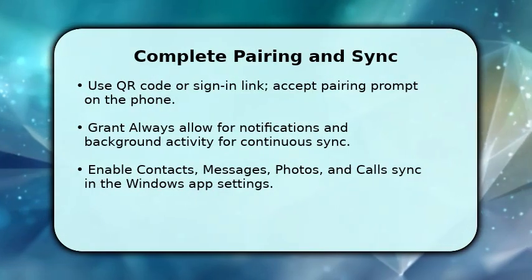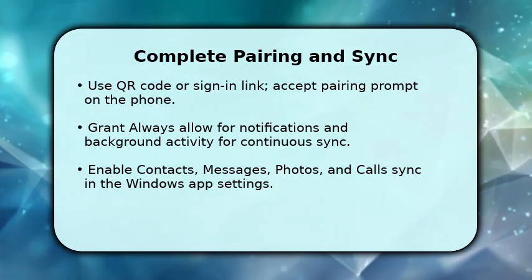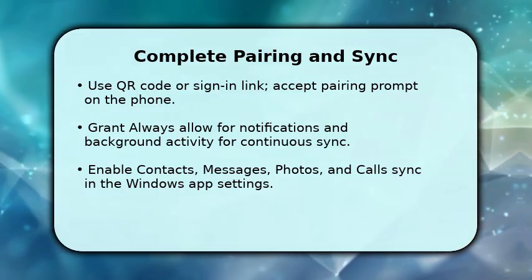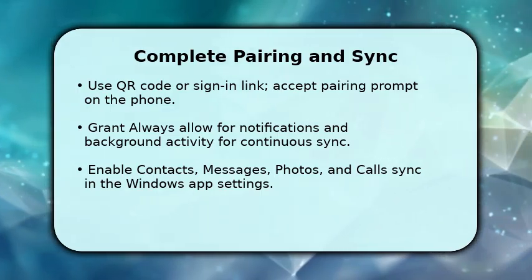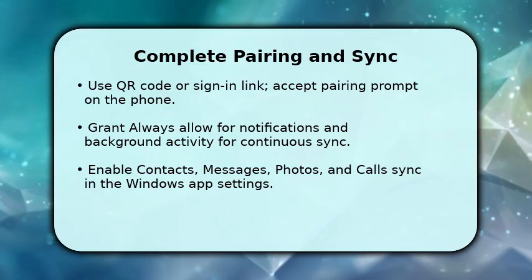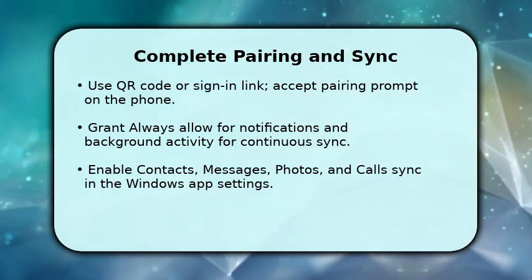After the initial prompt, scan the QR code or tap the sign-in link sent to your phone, accept the pairing request, and allow the app to run in background so Windows can fetch messages and notifications. Make sure you enable notification access and battery exceptions to avoid kills. Without these, the connection drops.